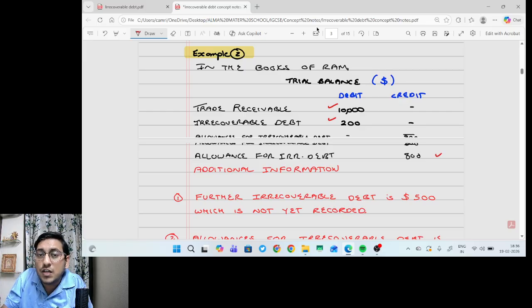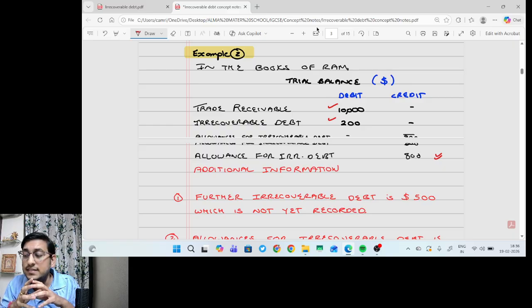And then we have been given allowances for irrecoverable debt of 800. Now, allowances for irrecoverable debt is based on the principle of prudence. Irrecoverable debt is an actual loss, but allowances for irrecoverable debt is a possible, probable loss. A future liability can arise if money is not received. Sometimes a credit customer may not be bankrupt or insolvent, but there is a higher probability that money will not be received. There is a higher probability of loss.